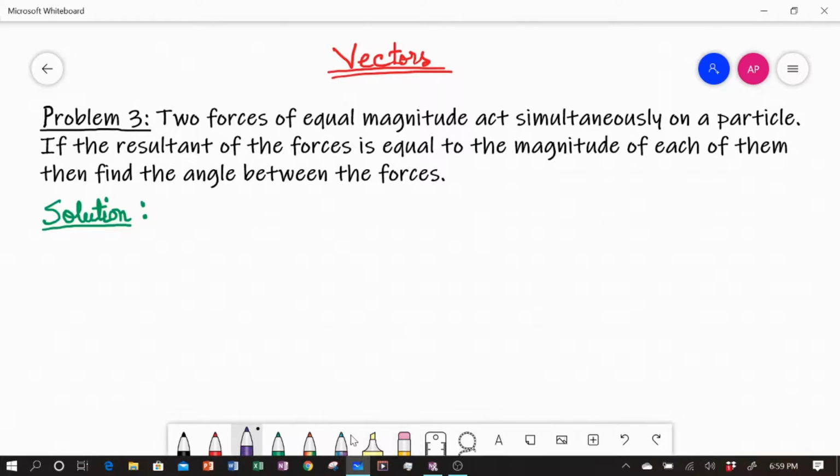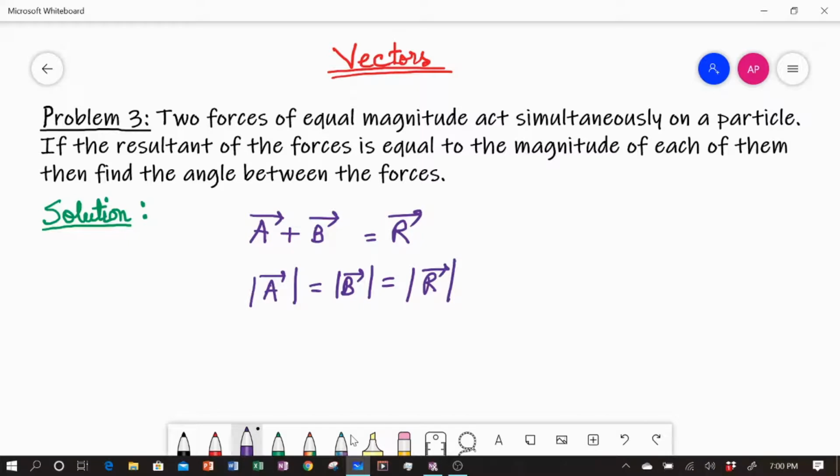First of all, in the question it is given that the magnitudes of the two forces are equal, right? So let us consider the forces as vector A and vector B, and the resultant is R vector. So the magnitude of A vector is equal to the magnitude of B vector is equal to the magnitude of R vector, and that is equal to P, say.